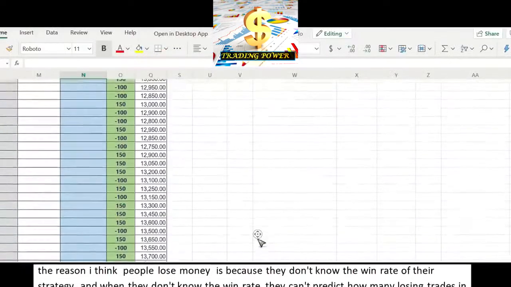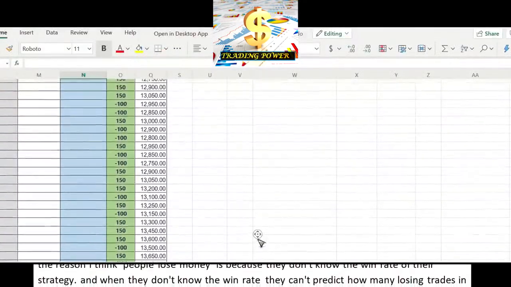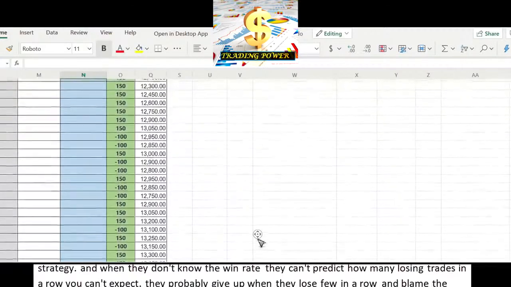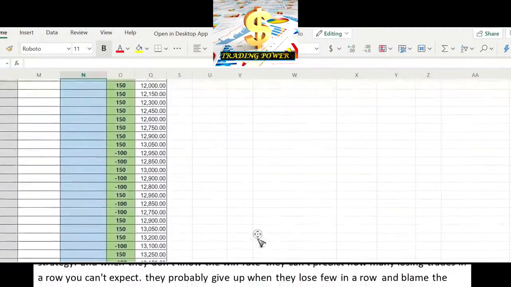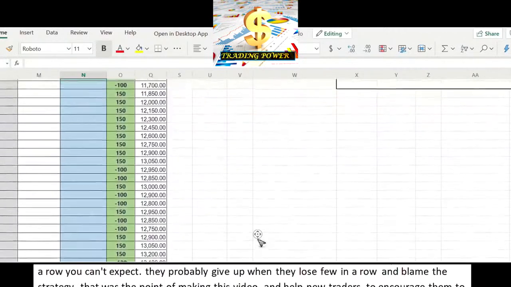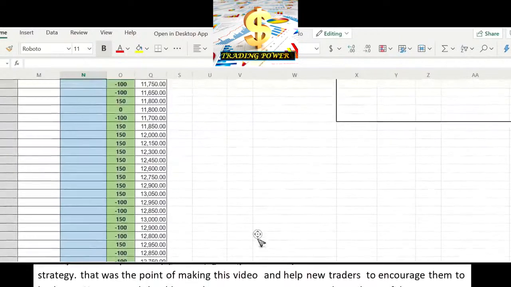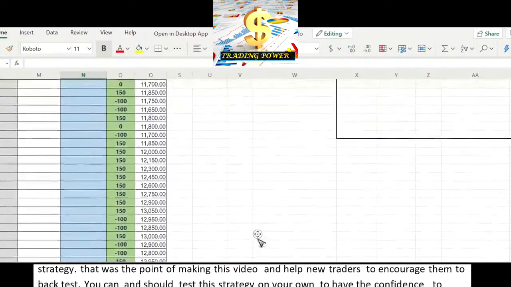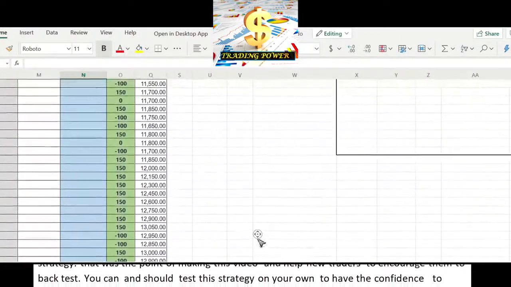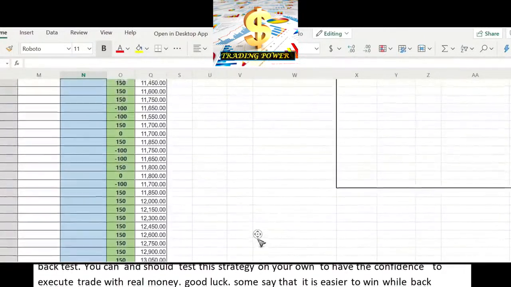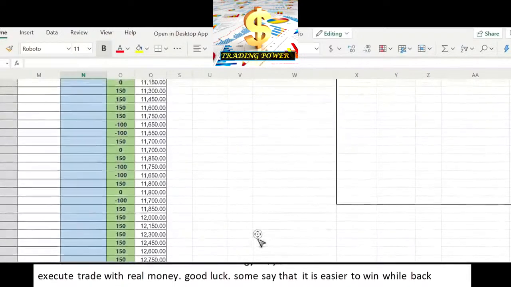The reason I think people lose money is because they don't know the win rate of their strategy. And when they don't know the win rate, they can't predict how many losing trades in a row you can expect. They probably give up when they lose few in a row, and blame the strategy. That was the point of making this video, and help new traders, to encourage them to backtest. You can, and should, test this strategy on your own, to have the confidence to execute trade with real money.